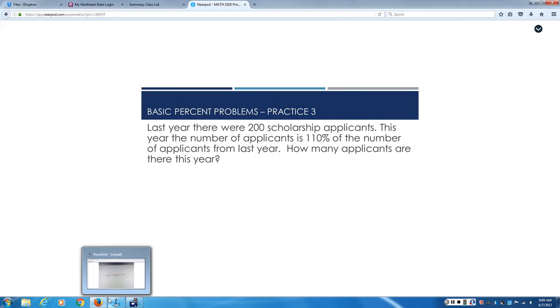One more practice problem. Last year, there were 200 scholarship applicants. This year, the number of applicants is 110% of the number of applicants from last year. How many applicants are there this year?